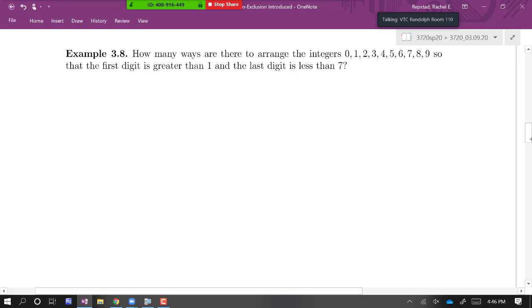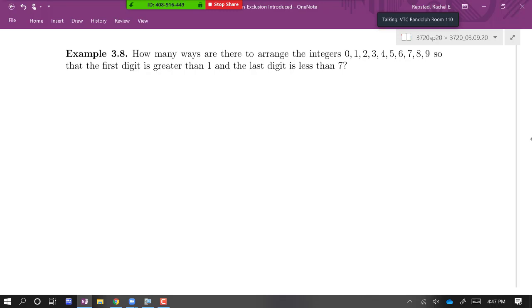Okay, so this one's pretty fun. We want to know how many ways there are to arrange the integers from 0 through 9 so that the first digit is greater than 1 and the last digit is less than 7. We're talking about arrangements of this set of integers, so we're not repeating them, right? I have this fixed set. I've got one 0 to use, one 1, one 2, and we're just thinking about arranging them, like taking them, scrambling them up, and putting them down again. There's an arrangement. And we want to know how many ways we can do that so that the first digit is greater than 1 and the last digit is less than 7.